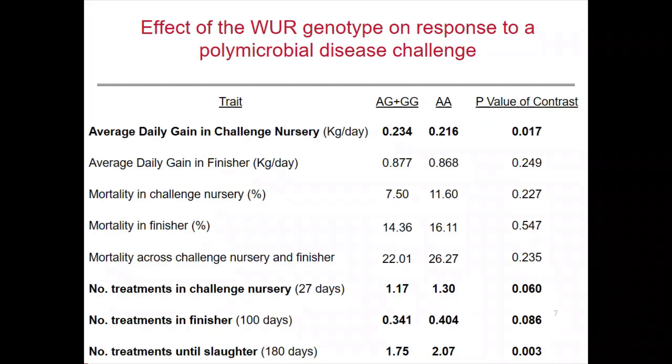And let's see, having at least one G allele resulted in higher average daily gain in the challenge nursery, as well as fewer treatments. In fact, those with the favorable G allele had about 27% fewer treatments than those without the favorable allele. And so that's pretty good.